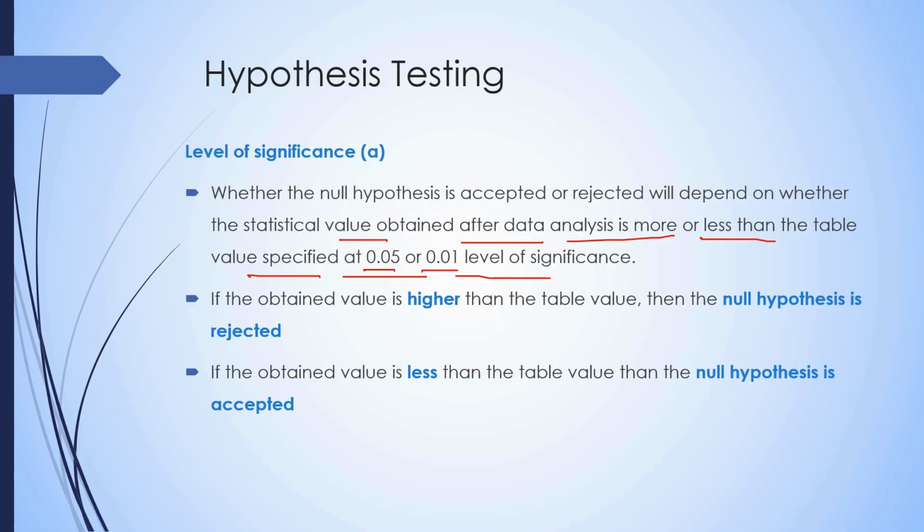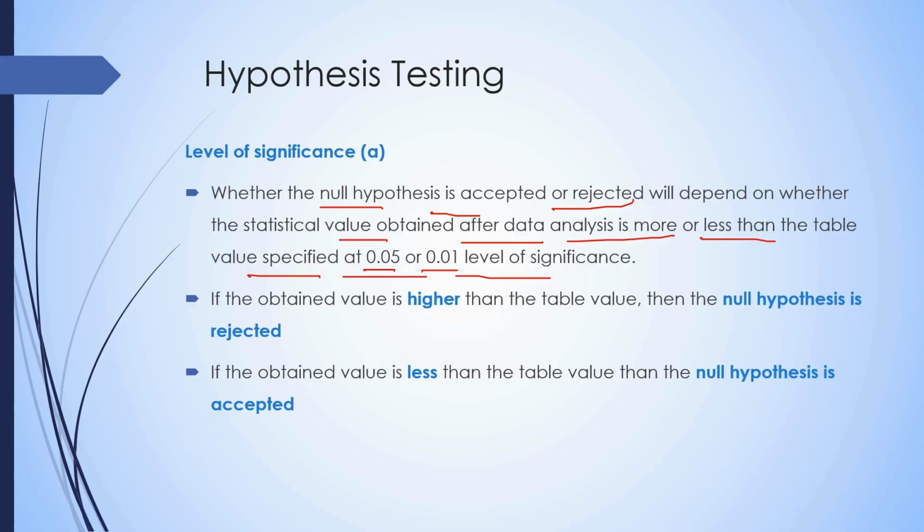So whether the null hypothesis is accepted or rejected will depend on whether the statistical value that you have obtained from your calculation after the data analysis is more or less than the table value specified at 0.05 or 0.01 level of confidence.